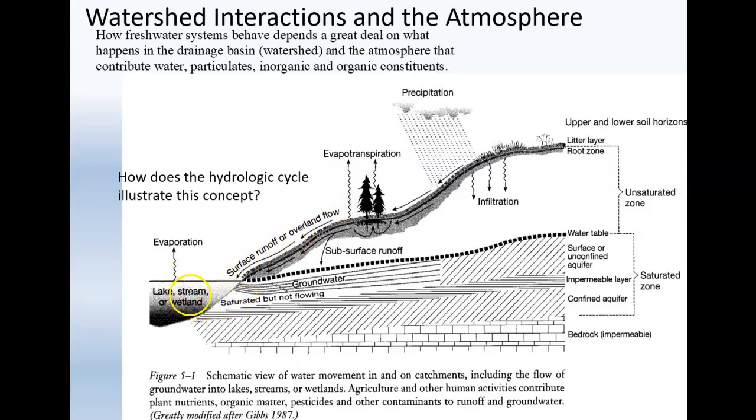Once it's in a lake or stream, depending upon the temperature of the pond and the air temperature above it, the water can change states and evaporate and go back to the atmosphere. Or it can be taken up through the soil by roots of plants or trees and released through leaves or needles through the process of evapotranspiration.